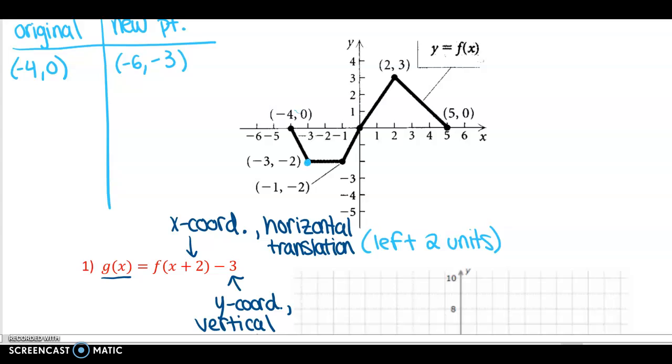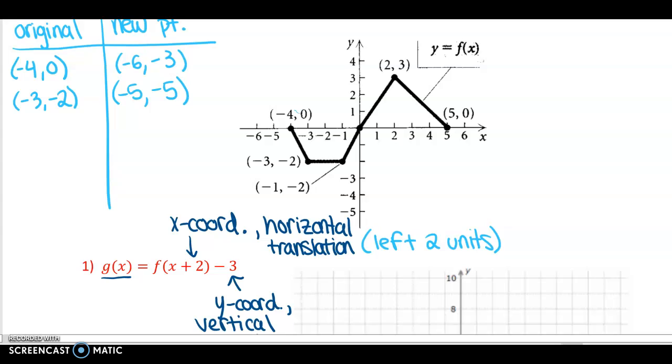So my next point right here is -3, -2. If I move that to the left 2 units, that's going to affect the x. So -3, -4, now it's -5. And if I move it down 3 units, it starts at -2, then it would go to -3, -4, -5. And you're going to do this for each of the points on the graph.